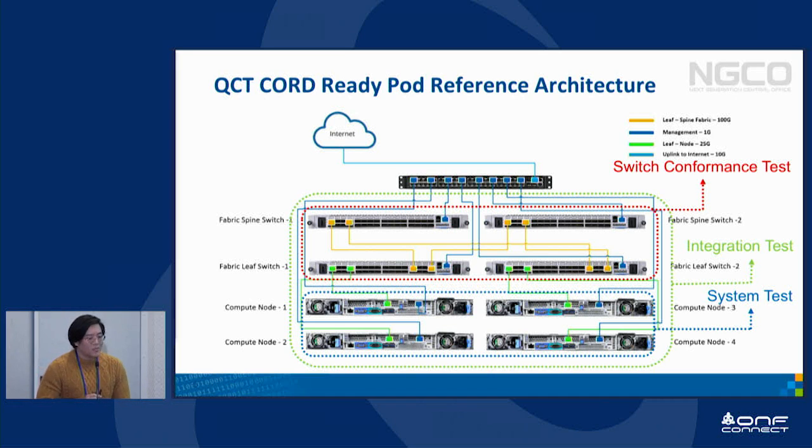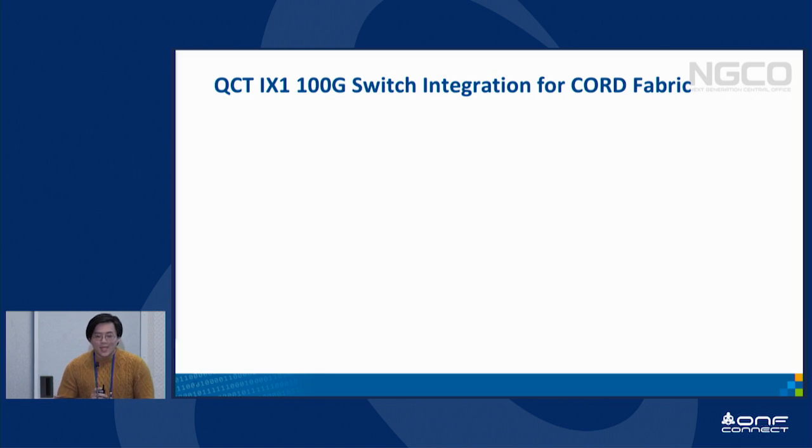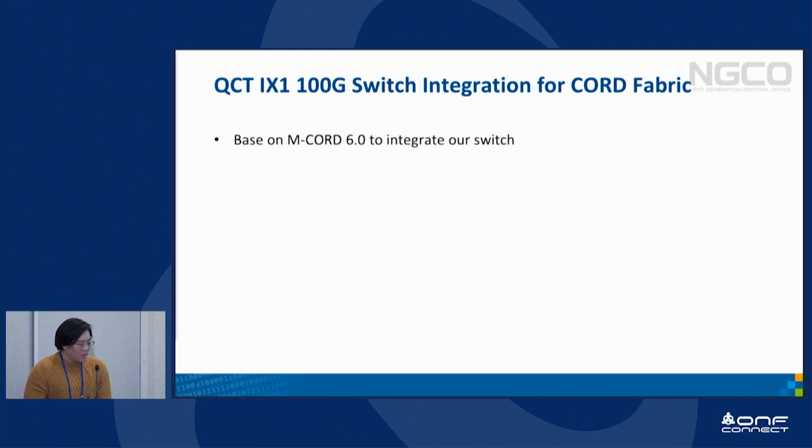Next, we will describe the procedures of each test. For the switch conformance test, we have selected our QCT IX1 100G switches to do the integration for the CORD fabric. Actually, we have already integrated this model with CORD 5.0. Since the architecture of CORD 6.0 has changed, we need to make some changes to enable our switch to be deployed with CORD 6.0. So in our environment, we base the integration on M-CORD 6.0.